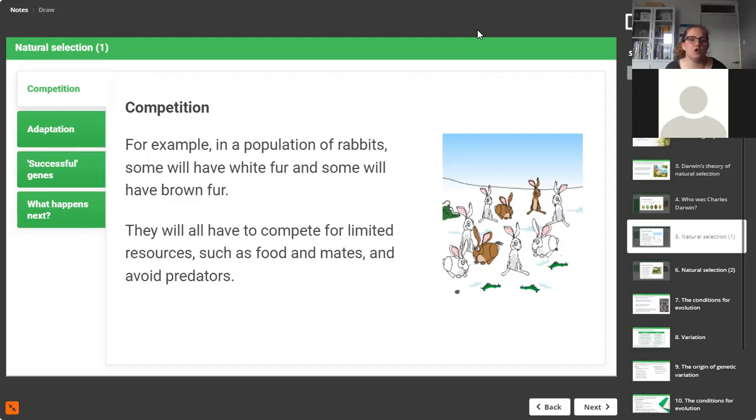For natural selection to occur, there needs to be competition. So animals have to compete for limited resources. These limited resources can be things such as food, shelter, mates, and they also have to avoid predators, which is a competition. The one who's better at avoiding a predator wins. So for natural selection to occur, there needs to be some element of competition.